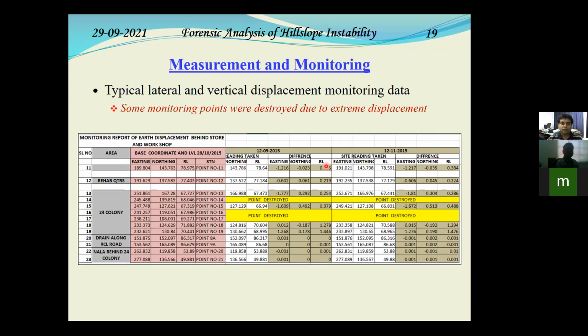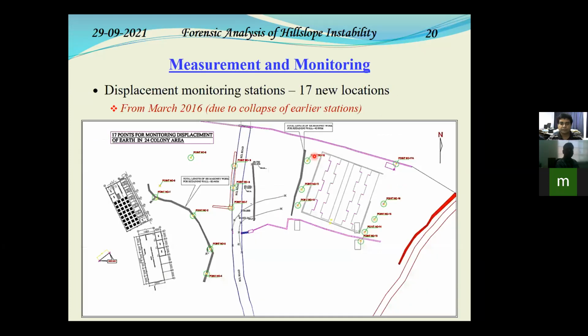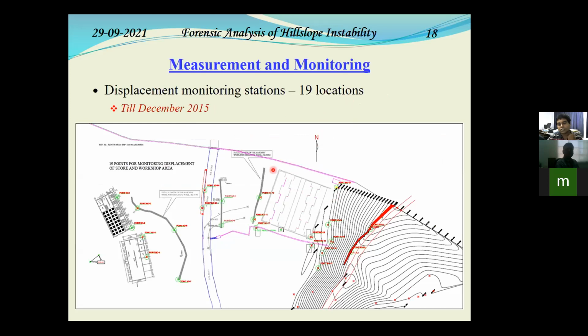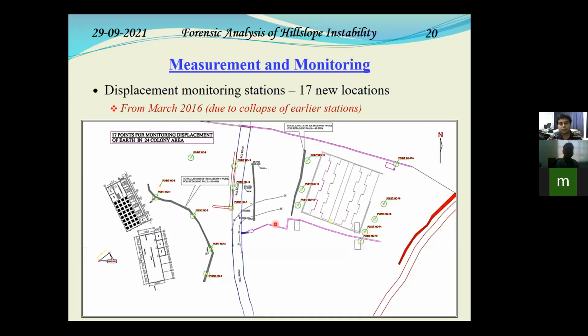And these records, whatever we had, gave us not only the lateral displacement which took place, but some vertical displacement as well. Now, since many of those points were destroyed over the first 19 locations of monitoring points, the agency had put some more points from March 2016, 17 new locations were figured out, and then a new set of monitoring stations were adopted for that site.